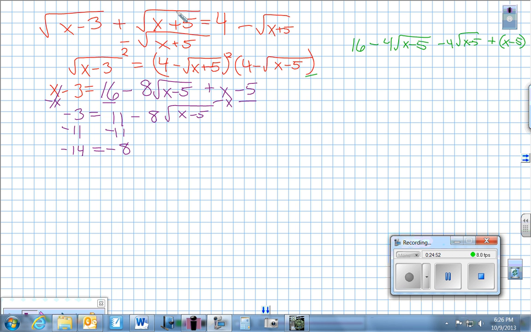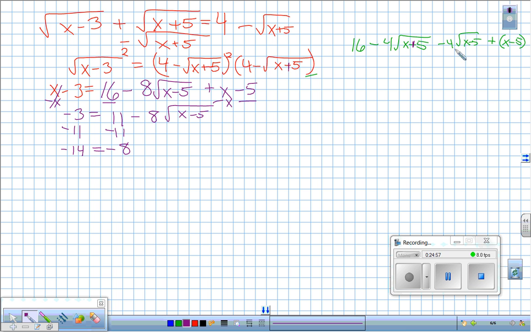Okay, I messed up some signs here. The original problem had an x plus 5 underneath the square root. So I'm going to go back and fix some of those things real fast. Then when I actually do that, this will be an x plus 5, and I will get a 21 right here. So I'm going to subtract 21 instead of 11. Negative 3 minus 21 is negative 24. Definitely pay attention to your signs and be able to go back and find your sign mistakes too. That's part of being good at math, is that you can also find your own mistakes.